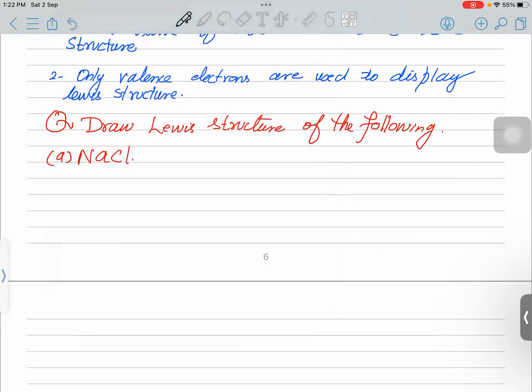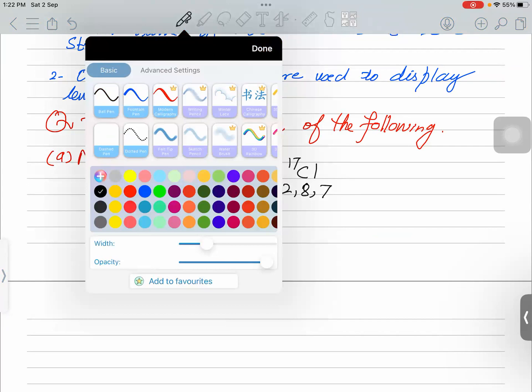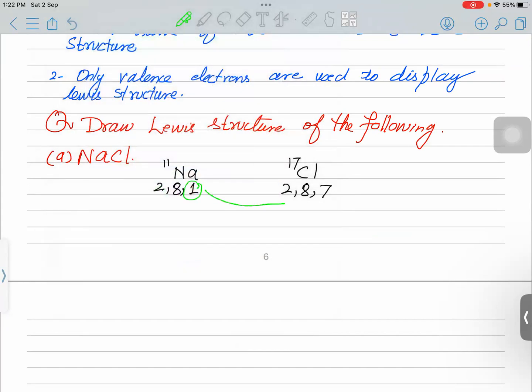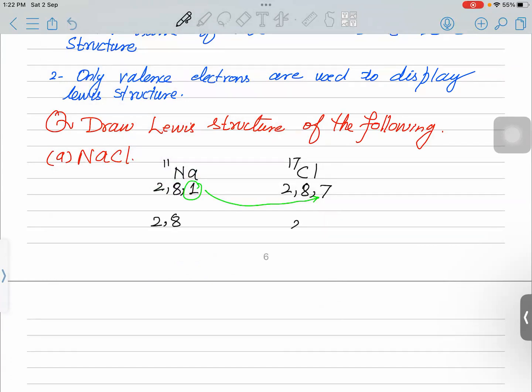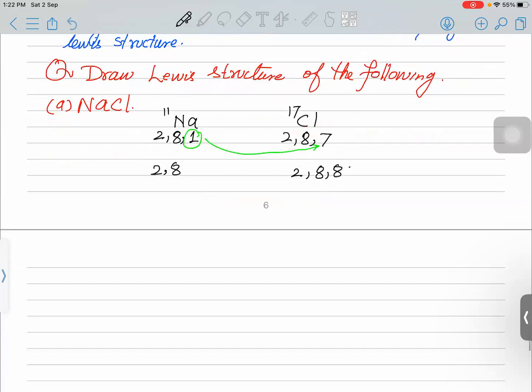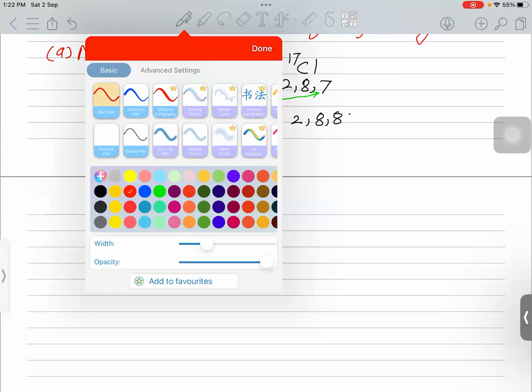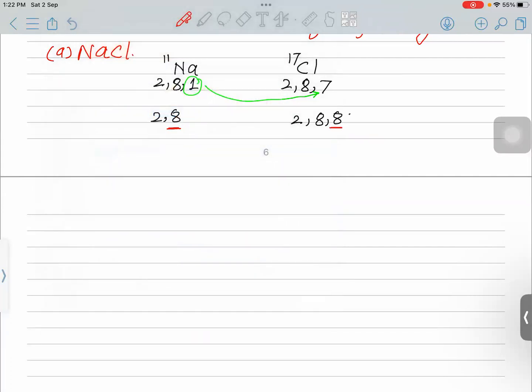So here we have sodium, 2,8,1. Here we have chlorine, 2,8,7. So this electron is transferred to this chlorine. Now the new configuration is 2,8 and 2,8,8. So in the last shell we have 8 electrons. So draw only the valence shell.